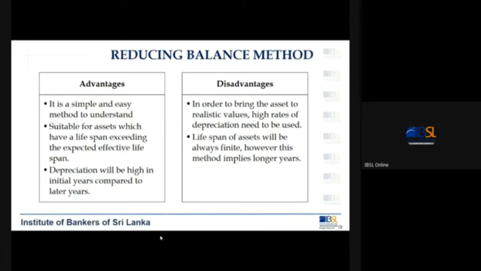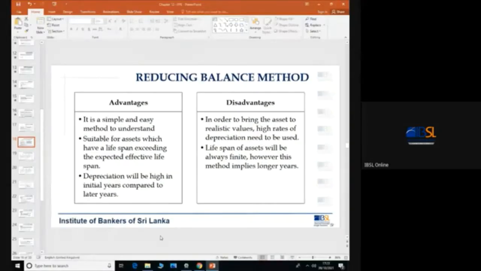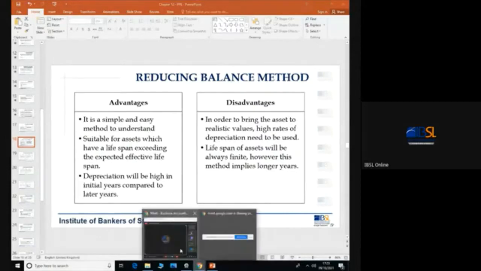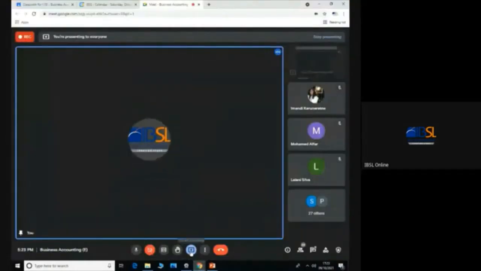In the case of straight line method, if you say up to 5 years, after 5 years, it will be zero. And more than that, under the straight line method, every year, the depreciation amount will be same. But here, it will be different from one year to another.